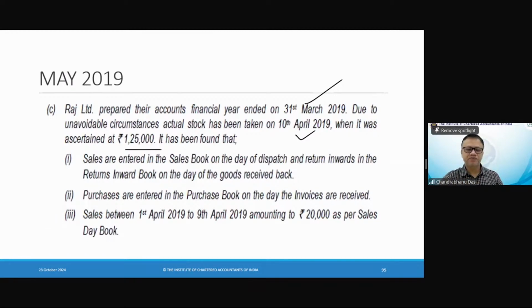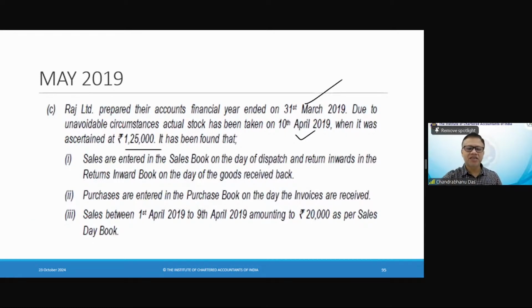First point is: sales are entered in the sales day book on the day of dispatch, and returns are entered in the returns inward book on the day goods are received back. That means sales and sales returns are recorded as and when goods are dispatched or received.